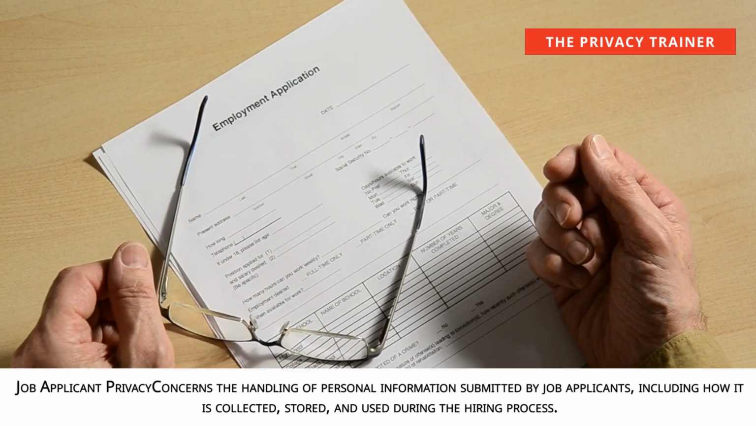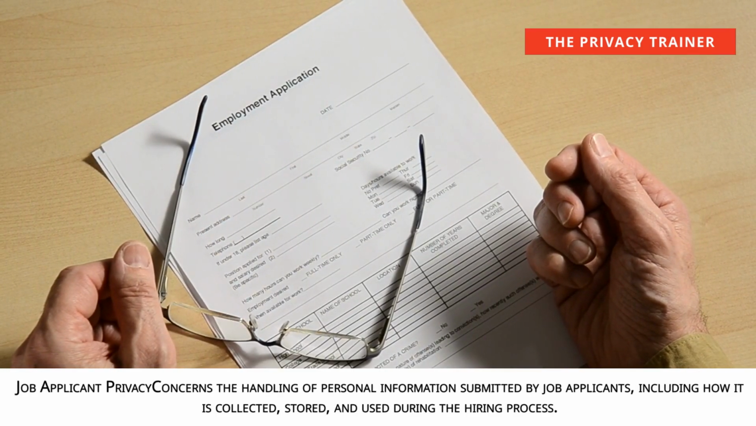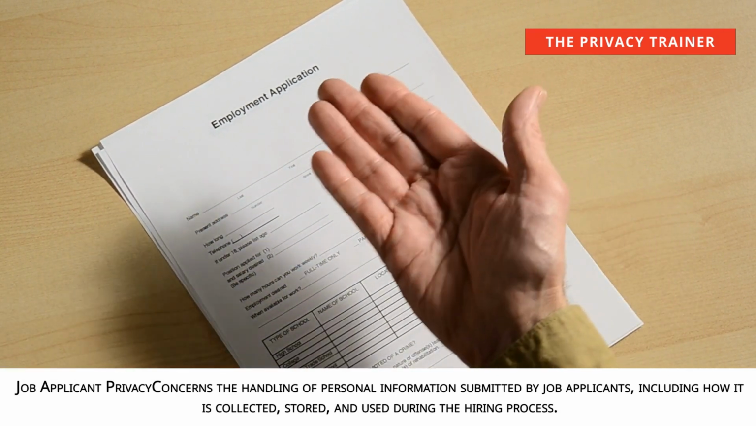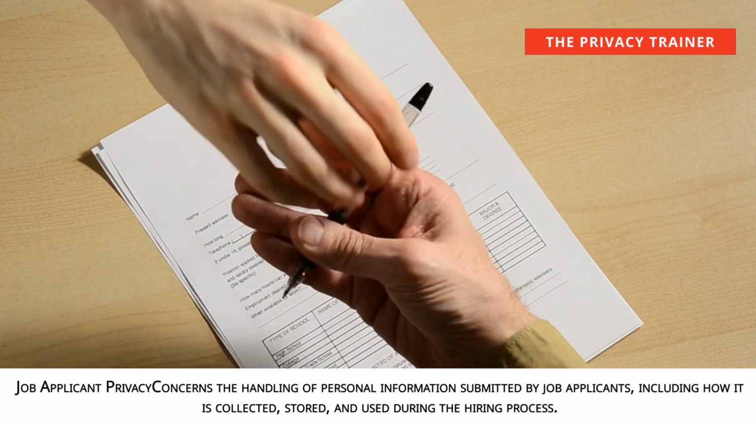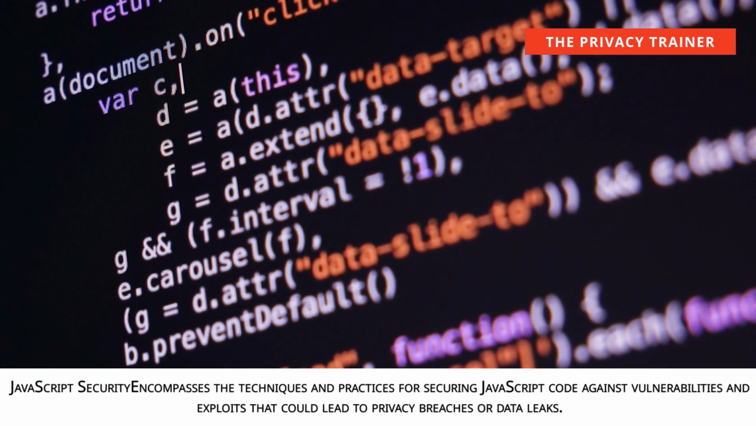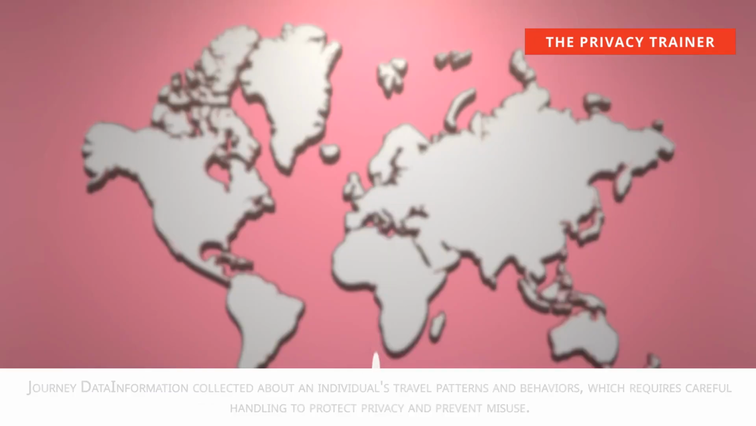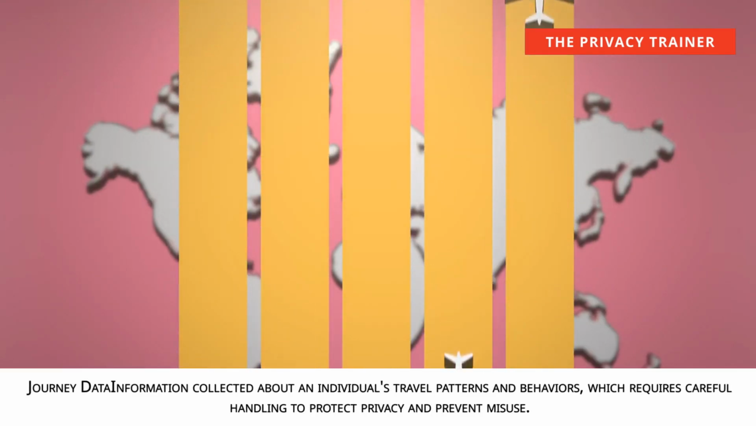Job applicant privacy concerns the handling of personal information submitted by job applicants, including how it is collected, stored, and used during the hiring process. JavaScript security encompasses the techniques and practices for securing JavaScript code against vulnerabilities and exploits that could lead to privacy breaches or data leaks. Journey data, information collected about an individual's travel patterns and behaviors, which requires careful handling to protect privacy and prevent misuse.